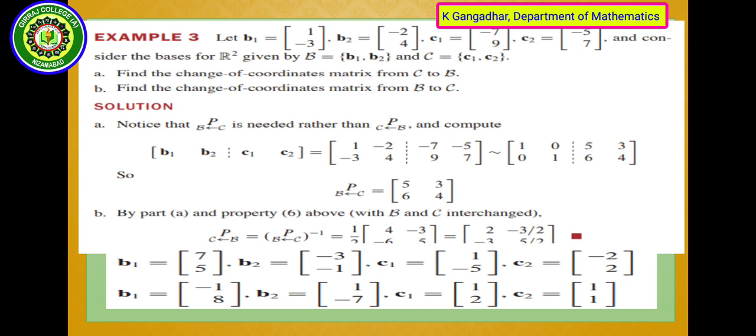Same model, no problems are given here. For b1, b2, c1, c2 as given, find the change of coordinate matrix from B to C and from C to B.